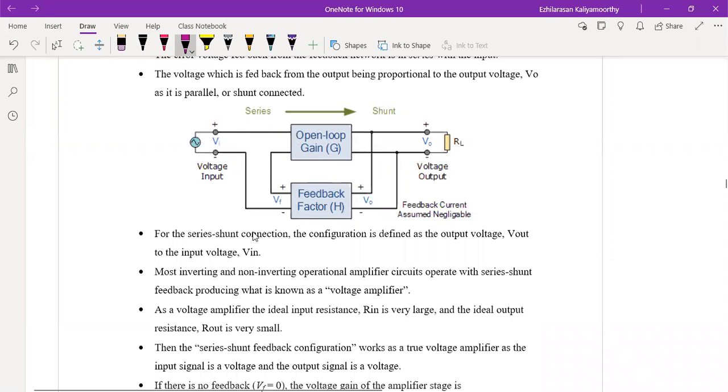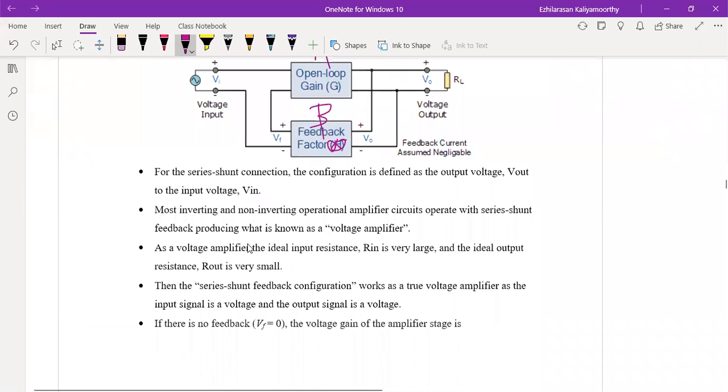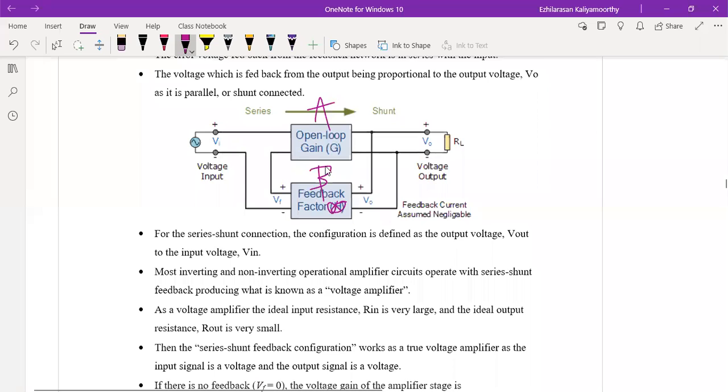Now, this is what we can call the open loop gain. So we don't get any confusion: this is A, this is B. Here they have given us H, so don't get confused. This is nothing but B, beta actually. This is A.